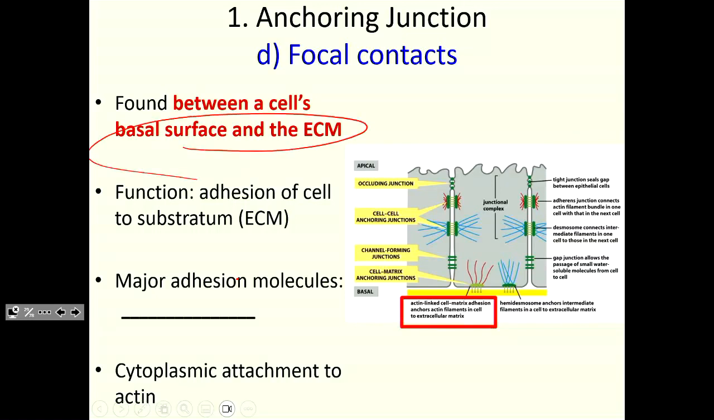In terms of their major adhesion molecules, again, similar to hemidesmosomes, also integrins. But how do we distinguish them? The cytoskeletal attachment. Remember, for hemidesmosomes, it was intermediate filaments, but for focal contacts, the integrins in the plasma membrane are going to be attaching to actin in the cytosol.